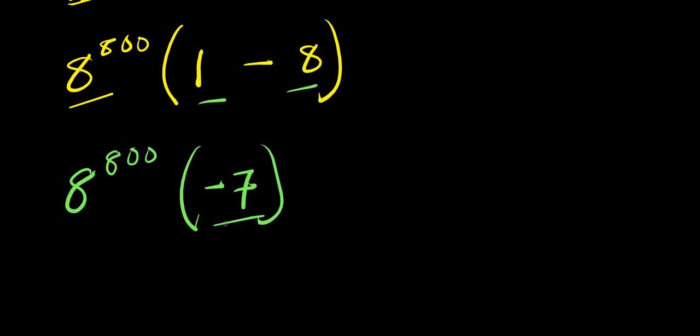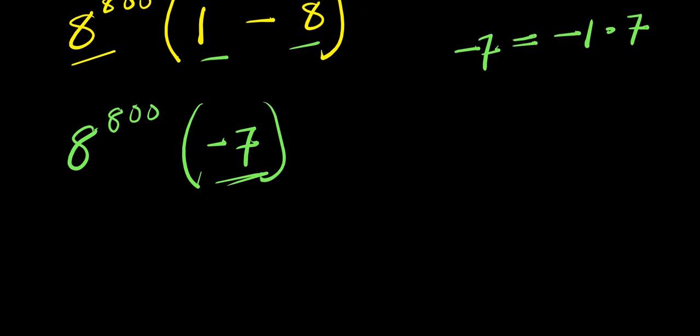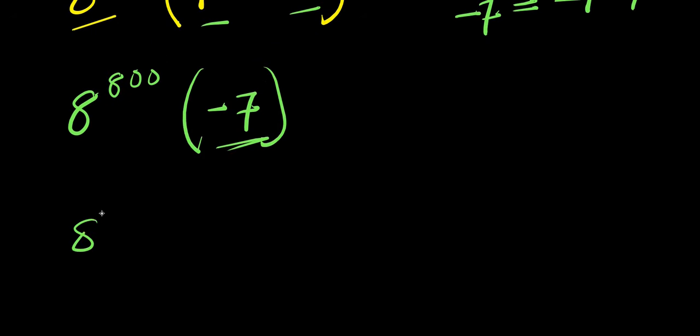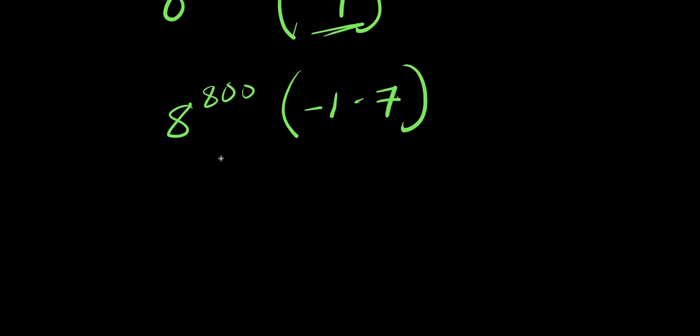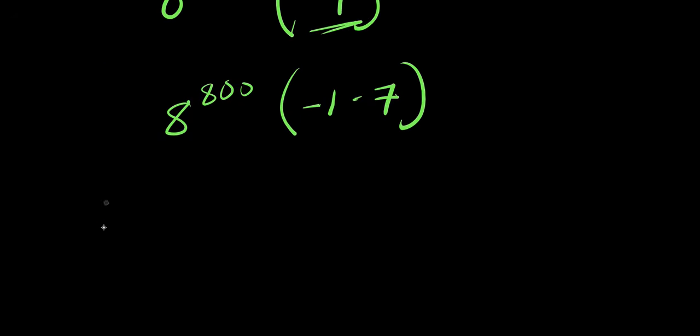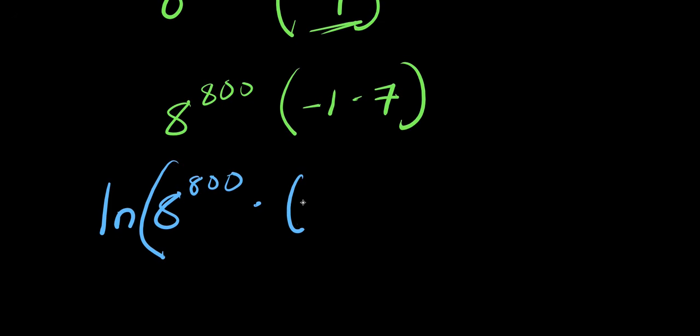So, this negative 7 here, I can express it as a product of negative 1 and 7. So I'm going to have 8 power 800 times negative 1 times 7. To simplify this further and make use of natural log, I have natural log of 8 power 800, put it in bracket, times this, which is negative 1 times 7. Then do it this way.